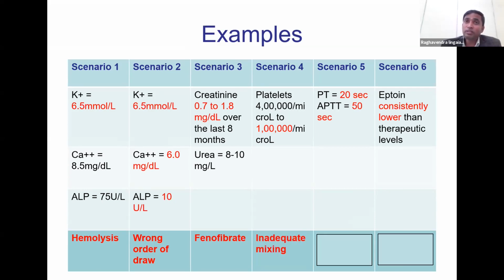It is due to inadequate mixing. The thrombocytopenia has occurred because of either inadequate mixing or a low volume of blood sample in the EDTA, because in both cases either the EDTA is in excess or the blood has not been mixed with the platelets. In the third scenario, it is due to underfilling, because you can see both APTT and PT results are high. And in scenario 6, the drug level is consistently low.